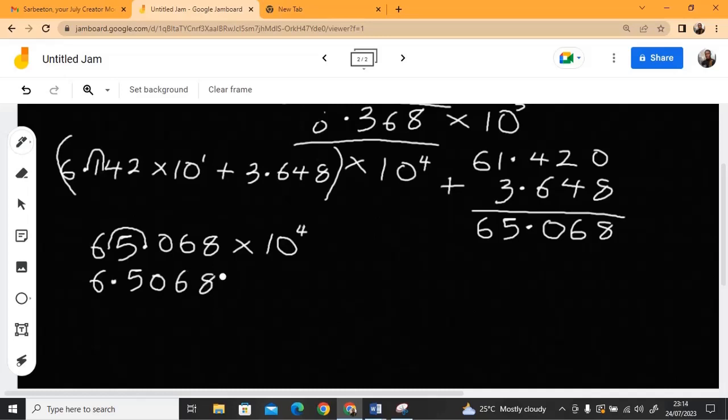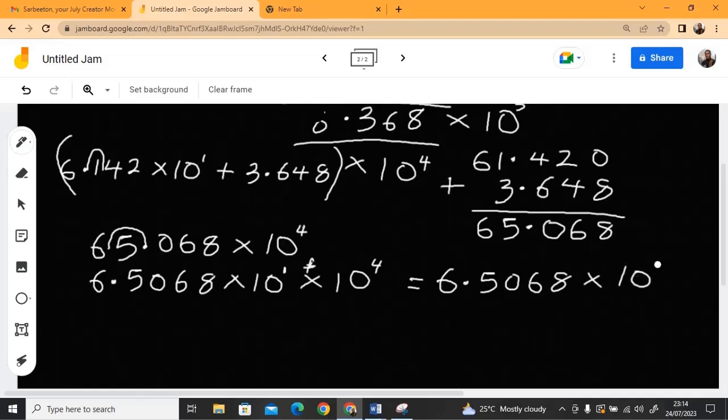So it becomes 6.5068 times 10 raised to the power of 1 because you move once. With this one also times 10 raised to the power of 4. You can see we have 10 and 10, and by the rules of multiplication in indices, you add the powers up. You pick one of the 10s and add the powers together. That will be 1 plus 4, which is 5. So your final answer will now be 6.5068 times 10 raised to the power of 5.